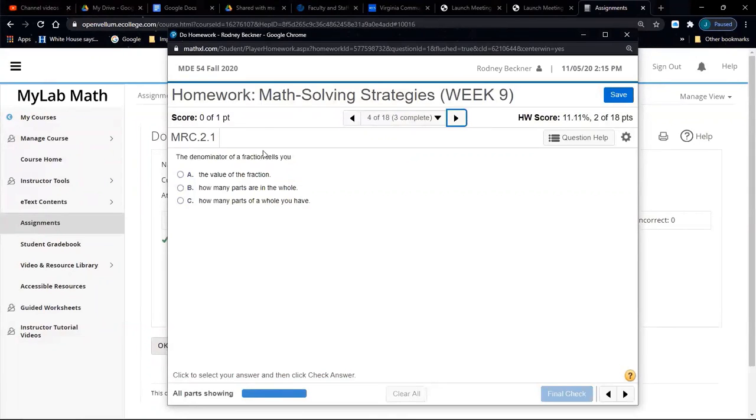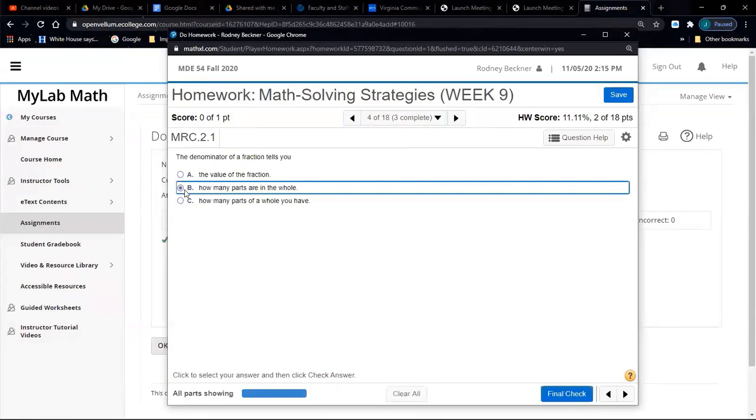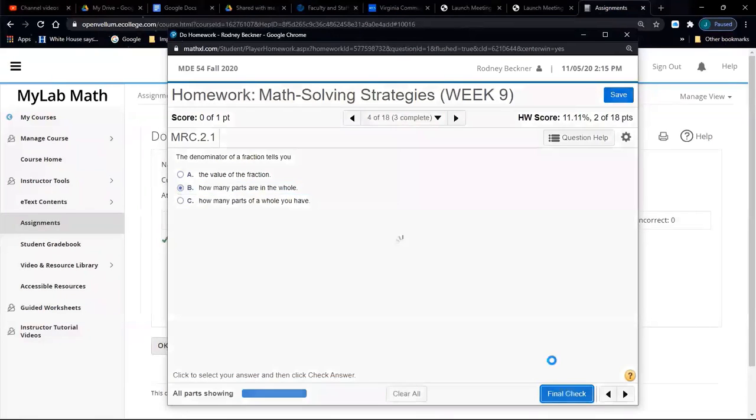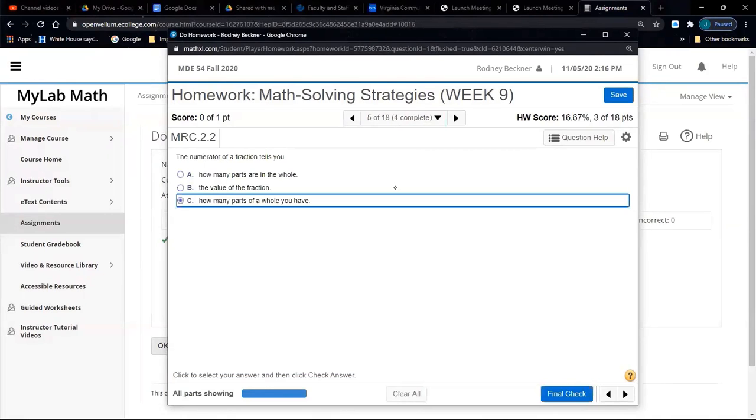The denominator of a fraction tells you, oh, you better know this. The value of the fraction, how many parts are in the whole, how many parts of a whole you have. Now, this is going to relate to how we were describing percent problems, part to whole ratios, part over whole. So the top is the part, the bottom is the whole. So how many parts are in the whole? Well, that would be the top. How many parts of a whole you have? Hold on, I read that backwards. How many parts of a whole you have? That would actually be the number of parts. How many parts are in the whole? That's poorly phrased, but it is the whole. The value of the fraction is the top and the bottom combined. The numerator of a fraction tells you how many parts are in the whole. Well, we just said the bottom was that, so it can't be it. The value of the fraction we just said is the top and the bottom combined. How many parts of the whole you have? C.